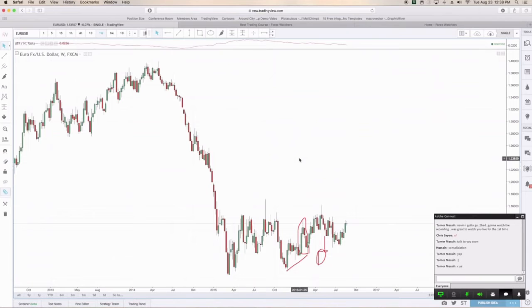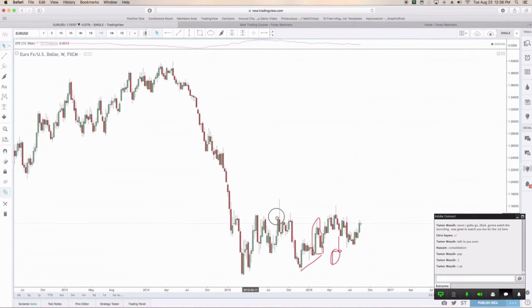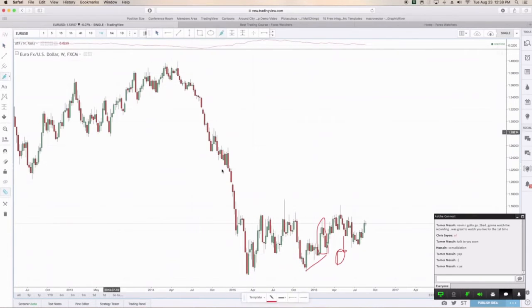Alright, so here's the consolidation. Let me get the line up. Here's the consolidation, and in this consolidation, you're seeing an exhaustion candle that says sell. Now, do exhaustion candles work in consolidations or do they work in trends? In trends, exactly.